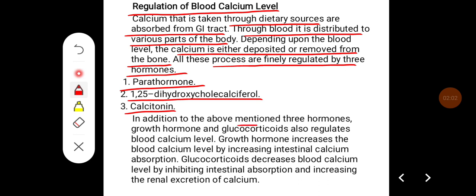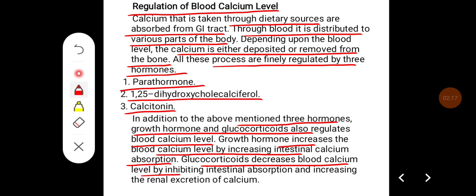In addition to the above mentioned three hormones, growth hormone and glucocorticoids also regulate blood calcium level. Growth hormone increases blood calcium level by increasing intestinal calcium absorption. Glucocorticoids decrease blood calcium level by inhibiting intestinal absorption and increasing renal excretion of calcium.